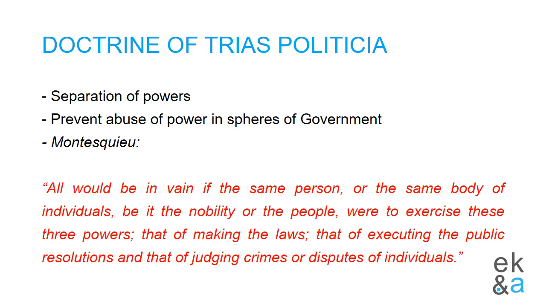The French philosopher or jurist Montesquieu is credited with advocating the division of government functions. He supported this by saying that all would be in vain if the same person or the same body of officials, be it the nobility or the people, were to exercise these three powers, that of making the laws, that of executing the public resolutions, and that of judging crimes or disputes of individuals.